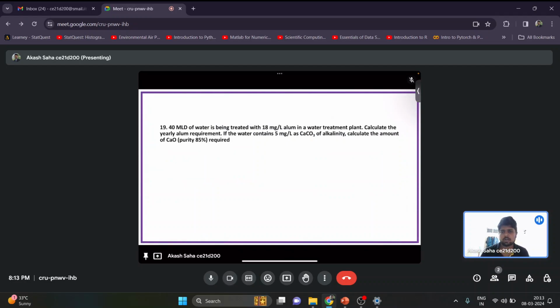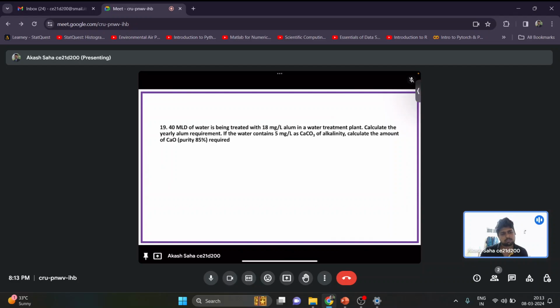A 40 MLD of water is being treated with 18 milligram per liter of alum in a water treatment plant. Calculate the yearly alum requirement. If the water contains 5 milligram per liter as CaCO3 of alkalinity, calculate the amount of CaO of purity 85% required. So in a particular water treatment plant, 18 milligram per liter of alum is required for the treatment with a discharge of 40 MLD. We have to calculate the alum requirement on a yearly basis.